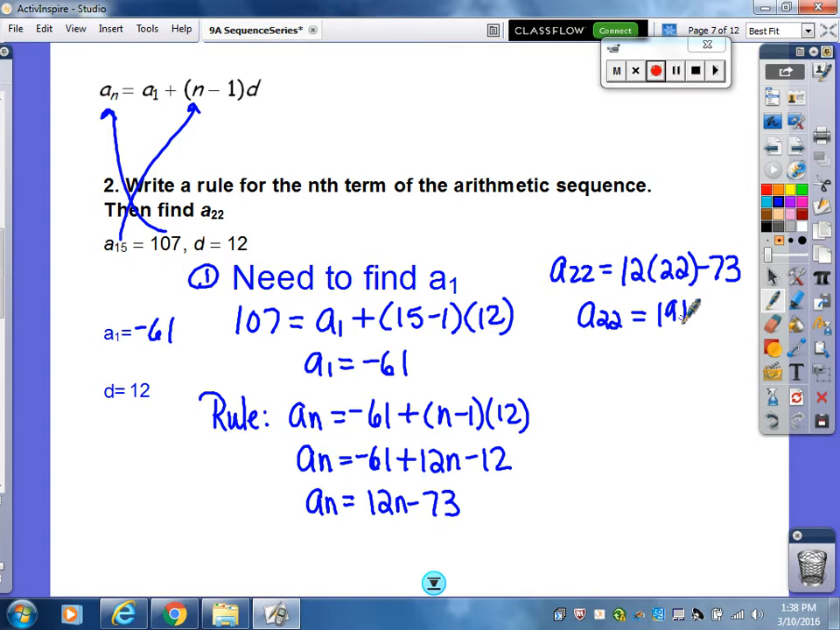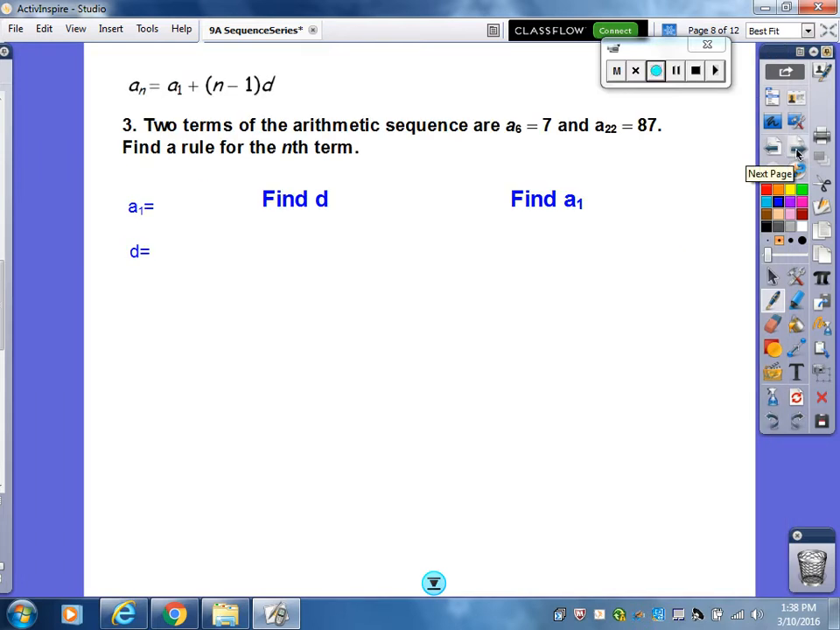Okay, so one more kind like this. Let's look at another. Two terms of the arithmetic sequence are given. A sub 6 is 7, and the 22nd term is 87. Find the rule for the nth term. All right, notice here that we don't have either thing we need. We need A1 and we need D. We don't have anything we need, so we have to find both of them.